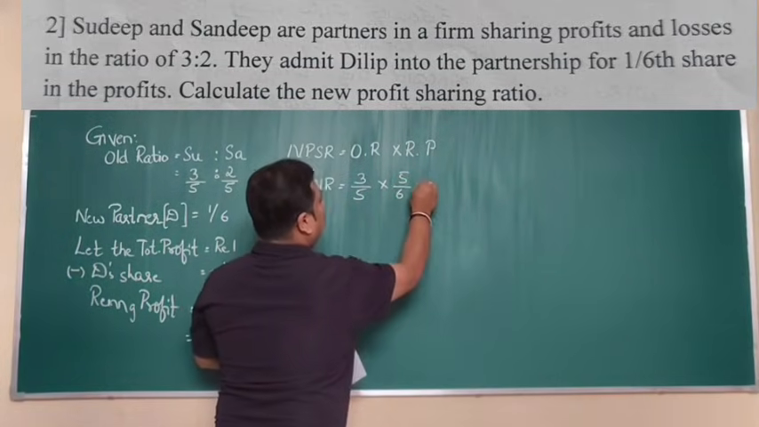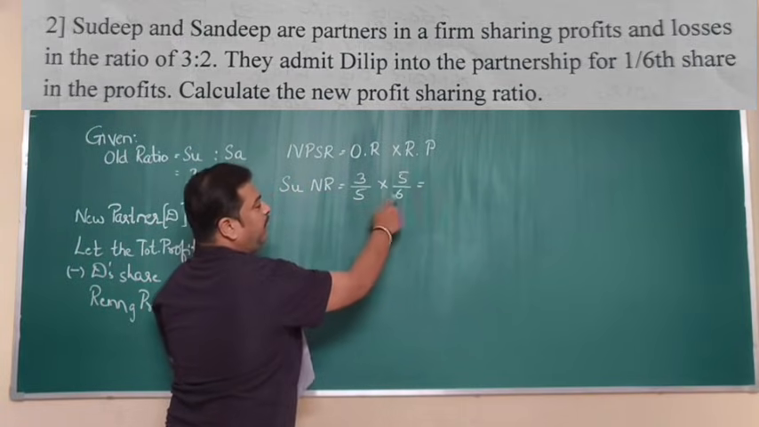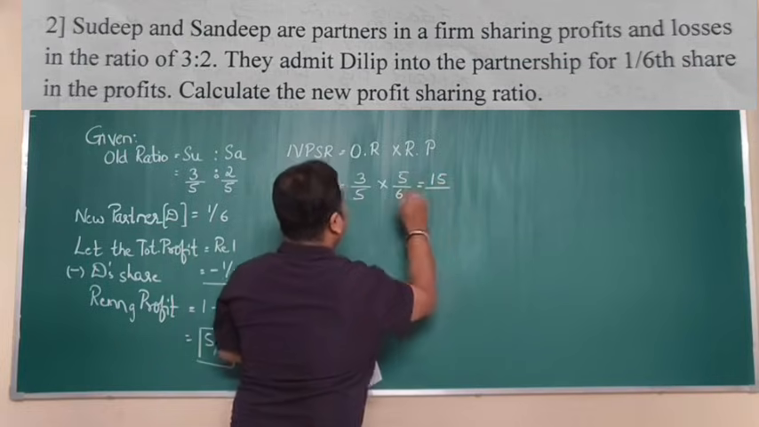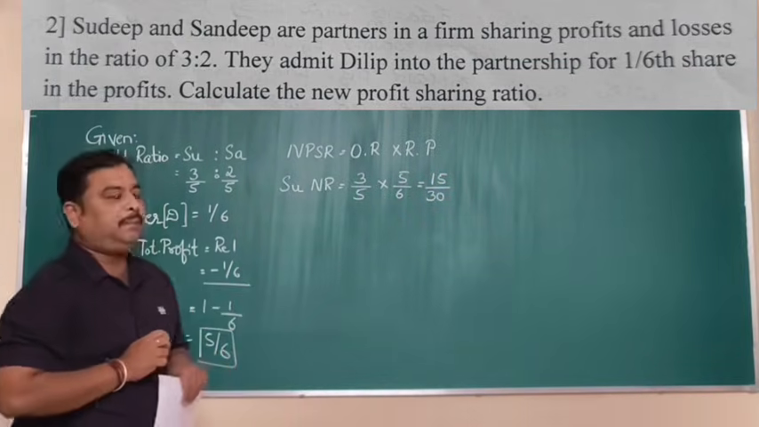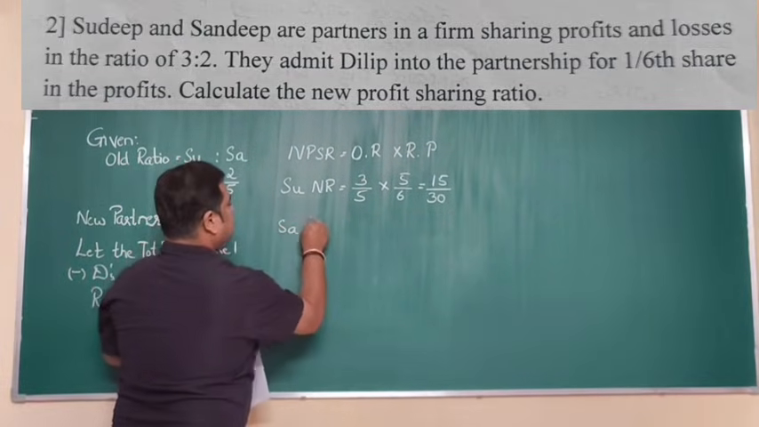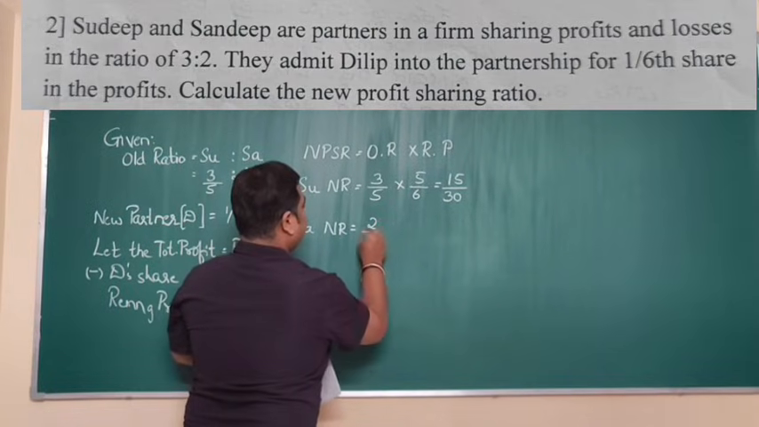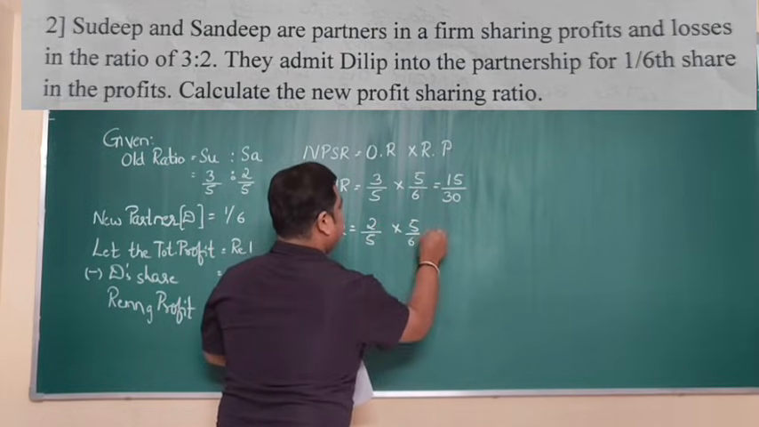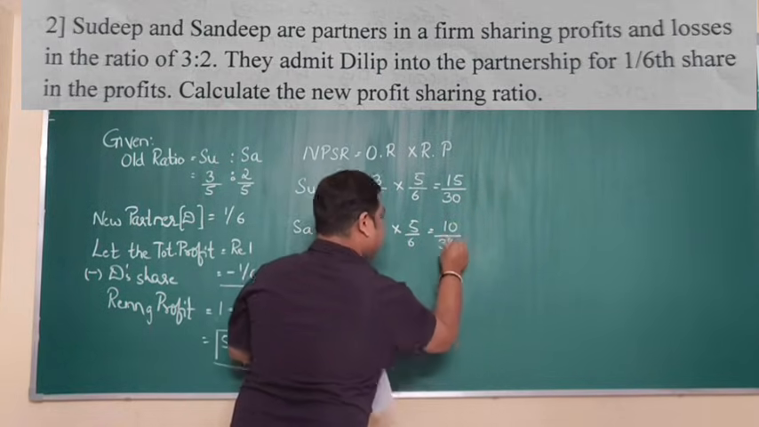5/6. So how do you get this? Just multiply numerator into numerator, denominator into denominator. 3 5s are 15 divided by 5 6s are 30. So the new ratio of Sudeep is 15/30. Similarly, Sandeep's new ratio is equal to old ratio 2/5 into remaining profit 5/6. 2 5s are 10, 5 6s are 30.